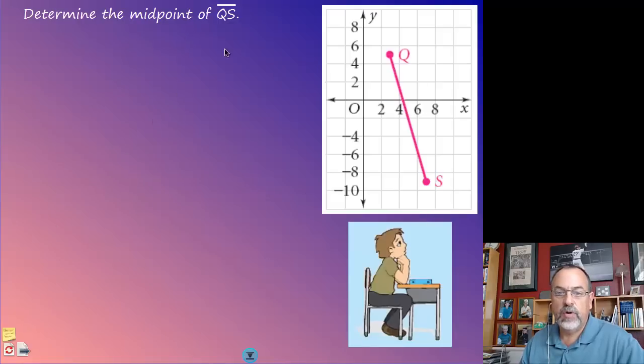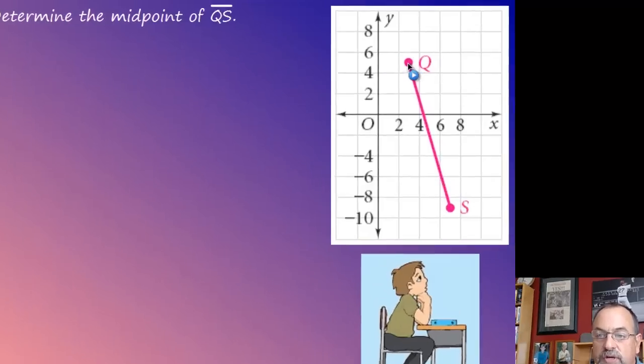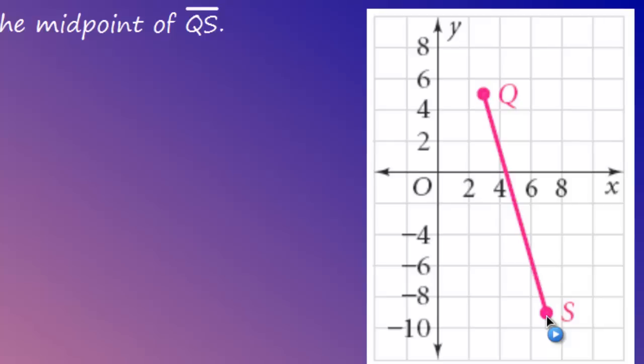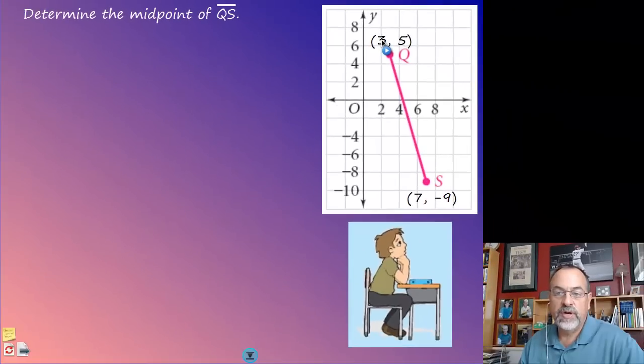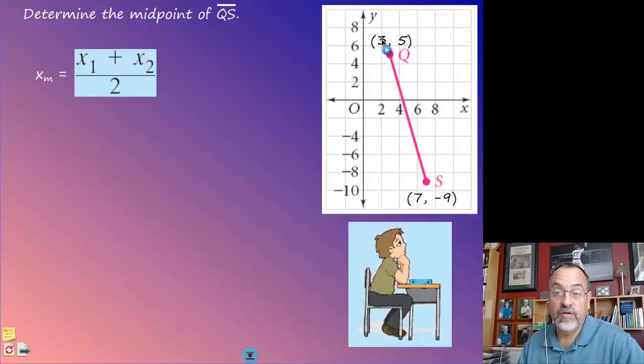So here's an example where we're asked to determine the midpoint of QS. Now you'll notice we need to know the coordinates of Q and the coordinates of S. They're not here, so we'll have to determine them for ourselves. So looking at the scale, each line is worth 2. We can determine these coordinates of going over 3, 5 for Q, and then 7, negative 9 for S. Now that we know the coordinates, it's simply a matter of substituting them into the formula.